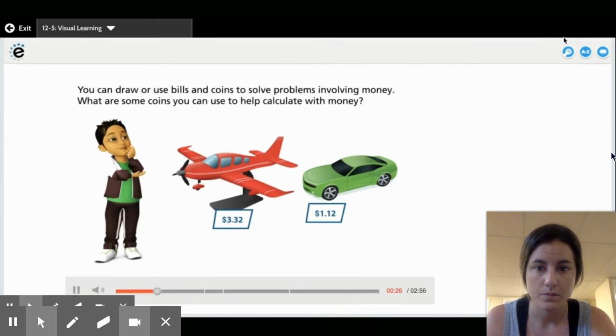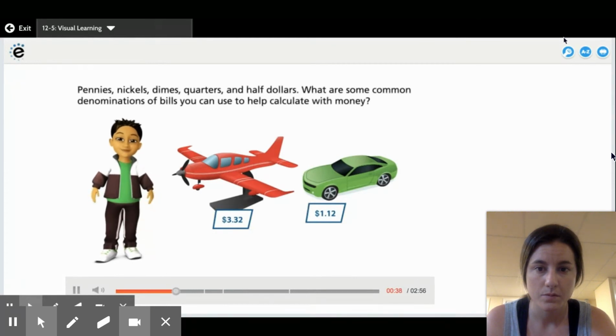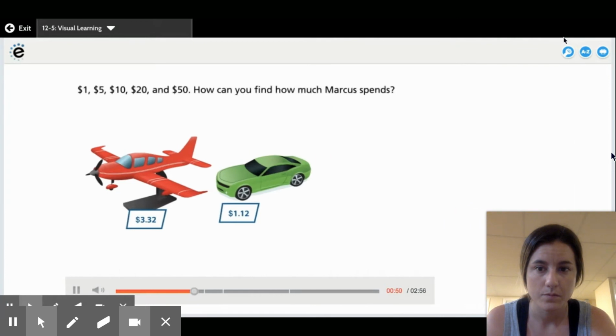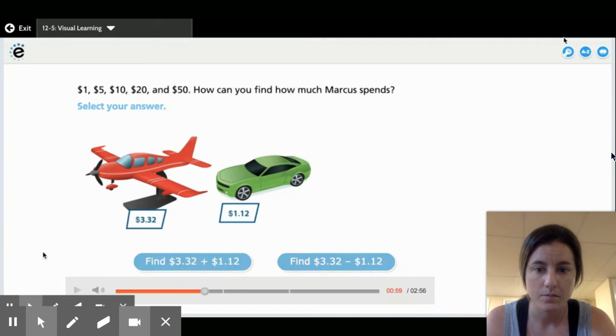You can draw or use bills and coins to solve problems involving money. What are some coins you can use to help calculate with money? Pennies, nickels, dimes, quarters, and half dollars. What are some common denominations of bills you can use to help calculate with money? $1, $5, $10, $20, and $50. How can you find how much Marcus spends? Select your answer.